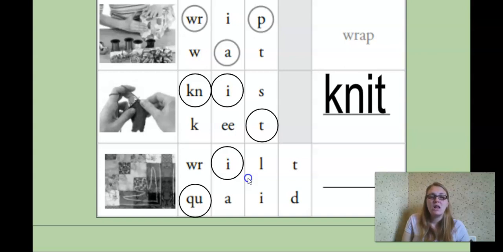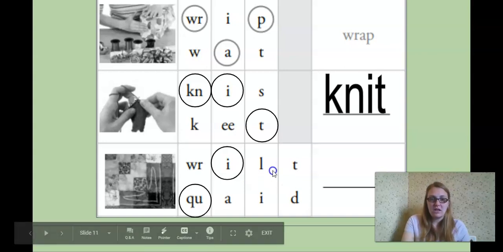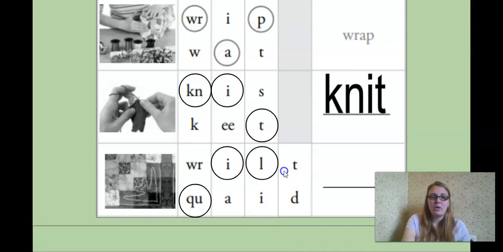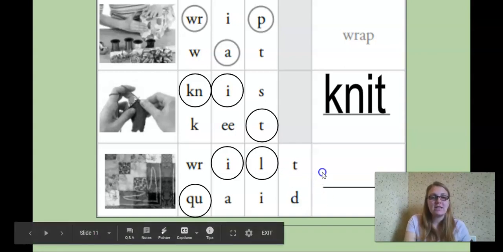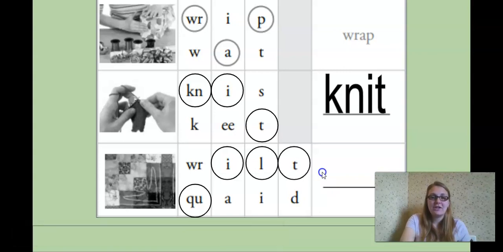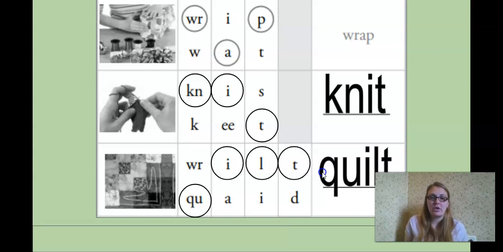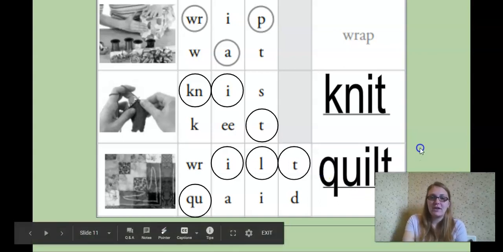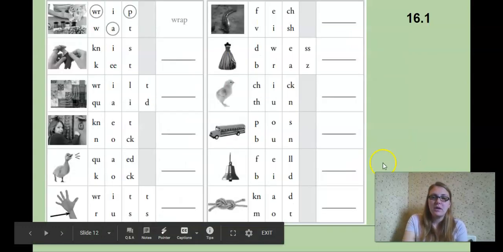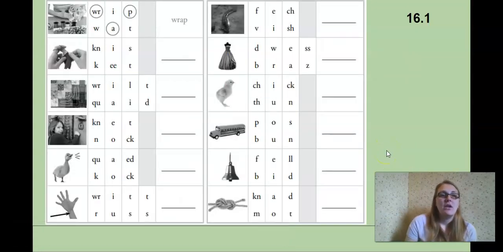Now L. L or I? And yes, letter L. And to end the word quilt, is it a letter T or a D? Quilt. And very good, letter T. Now to spell our word quilt: Q-U-I-L-T. Very good. All right. Now, these are the three that we did together.